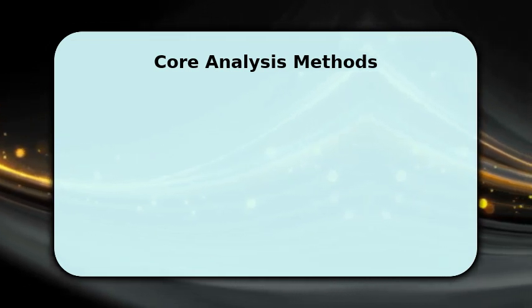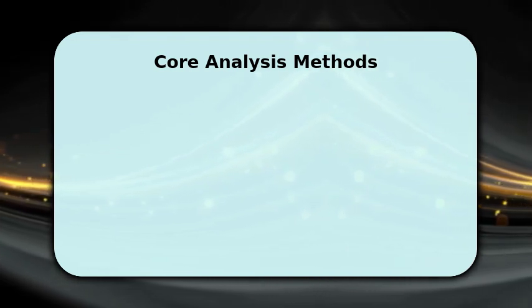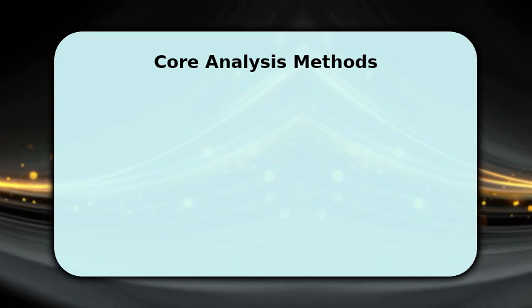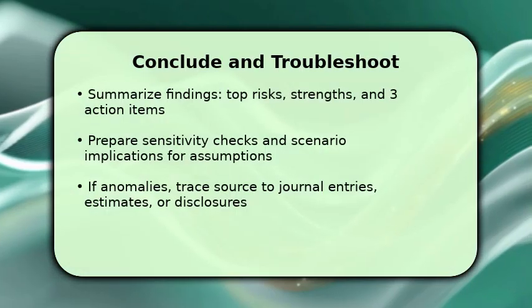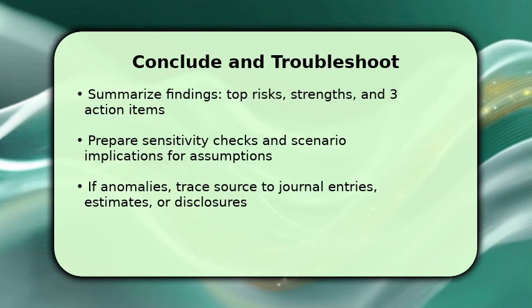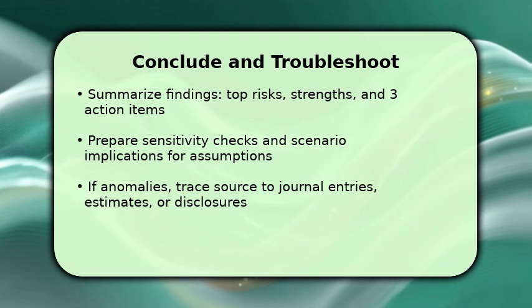Once done, reconcile net income to cash from operations to reveal working capital impacts. Make sure to flag major variances for deeper line item review. Finally, synthesize results into a concise conclusion. List primary strengths, top risks, and 3 recommended actions.